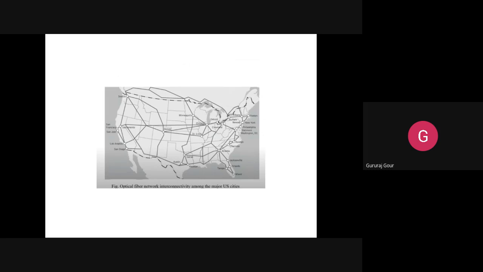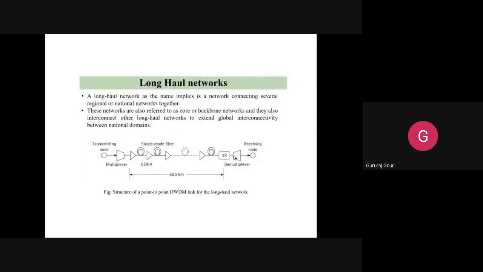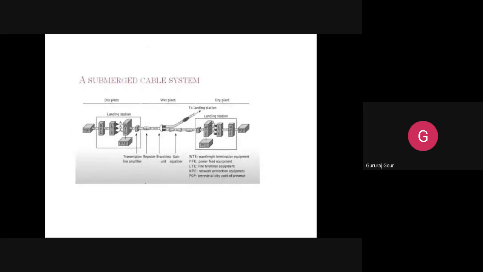So this is the typical structure where you can see the optical fiber network interconnectivity among the major cities of this particular country. This is a long haul network, that you have seen here. This is going to extend your long haul network to global connectivity with the help of the submerged cable system.